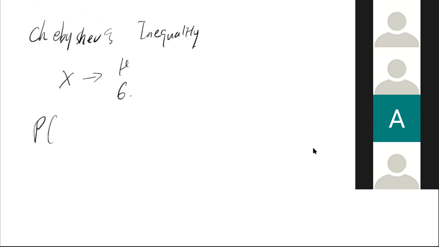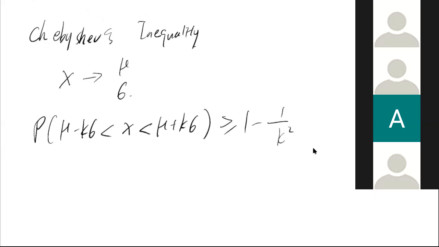So for the probability of mu minus k sigma, where k is a constant, less than X, less than mu plus k sigma, we want to bound this range. And Chebyshev says that this is greater than or equal to 1 minus 1 over k squared.